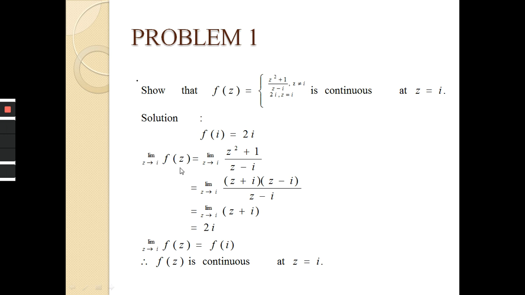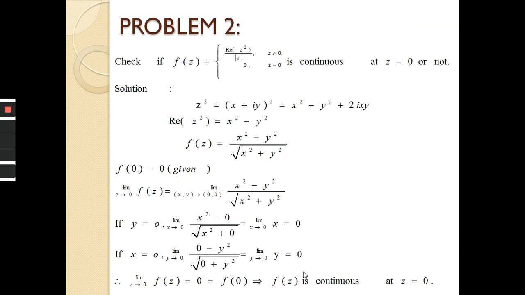Limit z tends to i, f(z) equals limit z tends to i, (z squared plus 1) divided by (z minus i). Z squared plus 1 equals (z plus i) into (z minus i), divided by (z minus i). We get the limit of f(z) at z equal to i equal to 2i, which is equal to the value of f(z) at z equal to i. Therefore, f(z) is continuous at z equal to i.